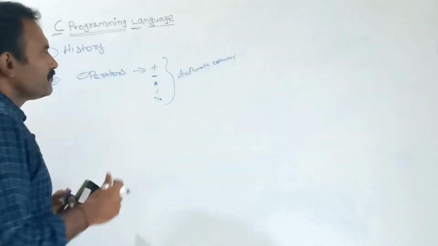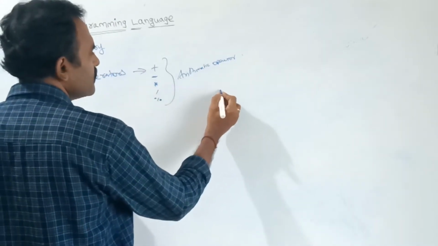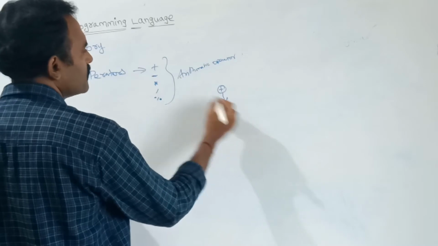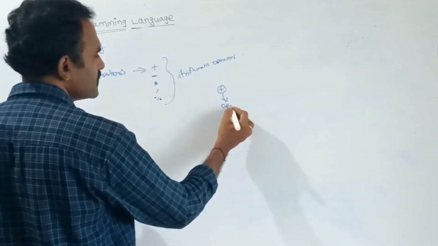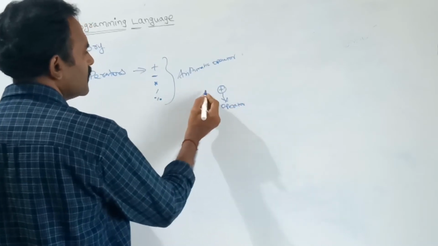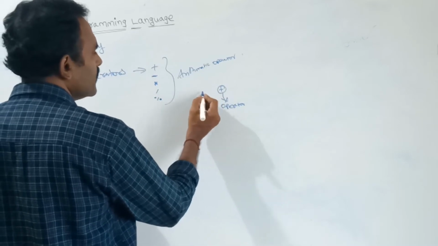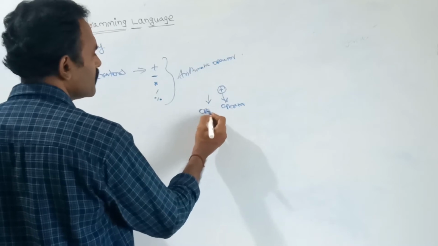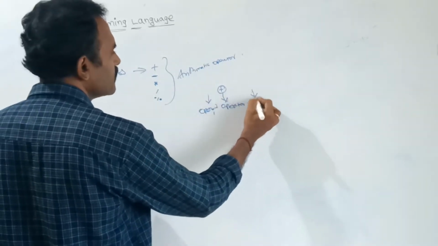Here are the two things we should remember. First, this is known as an operator. Any symbol, plus or minus or multiplication, division or modulo division, is known as an operator. And the variables on the left and right side are known as operands. Here it is operand 1 on the left side and operand 2 on the right side.